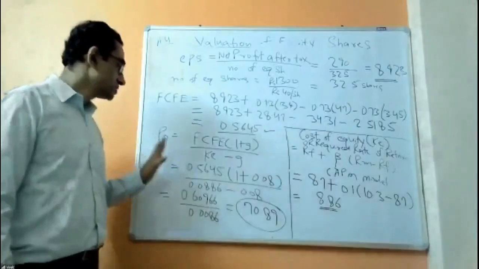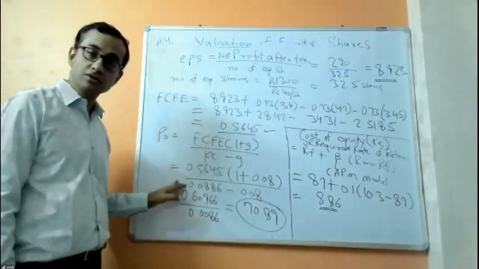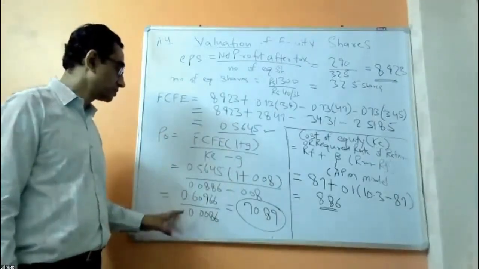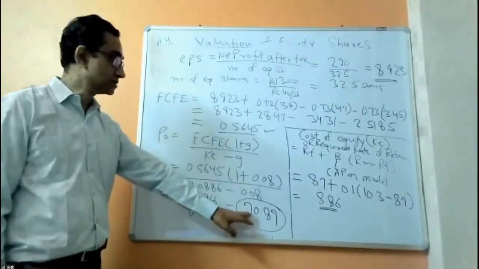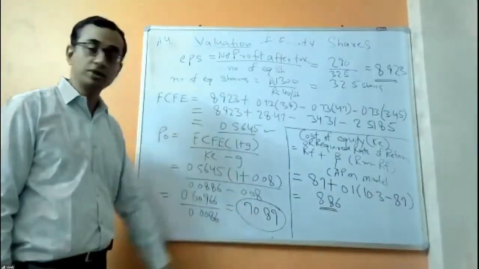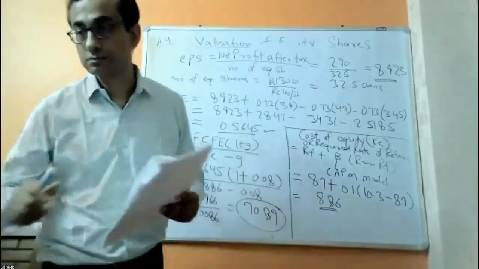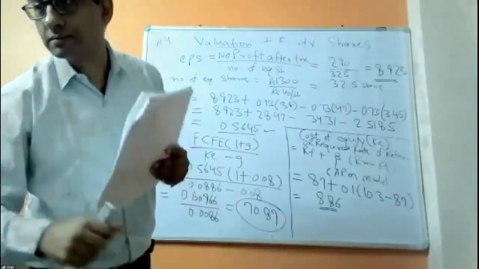Now you have got all this, you have got the FCFE, growth rate is given, you got the cost of equity, you put these figures into the formula and got the present value of the equity shares or the intrinsic value, which is the 70.89. 70.89, 70.90. Okay, Yatin, great.